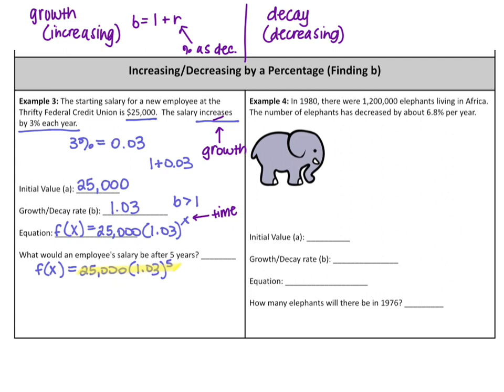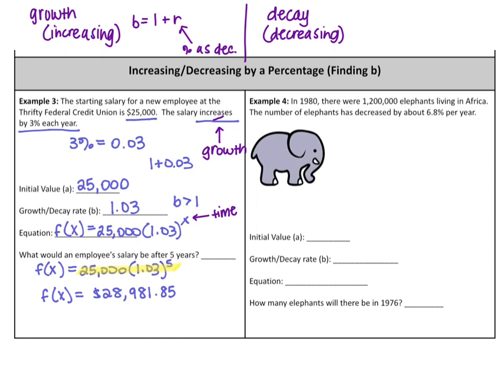When I type it in my calculator, I get a salary of $28,981 and about 85 cents.